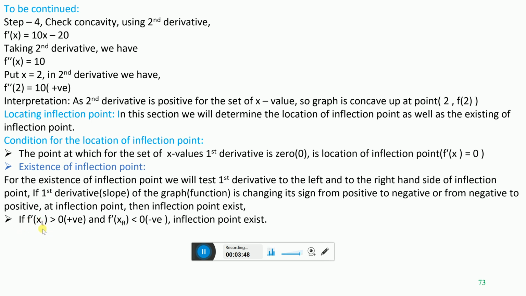F prime of x left greater than 0, positive. What does this mean? This means that we will check the first derivative of the function to the left of the x value. If the first derivative of the function to the left of the critical point, to the left of the inflection point, is positive and the first derivative to the right of the inflection point is negative, then the inflection point exists.